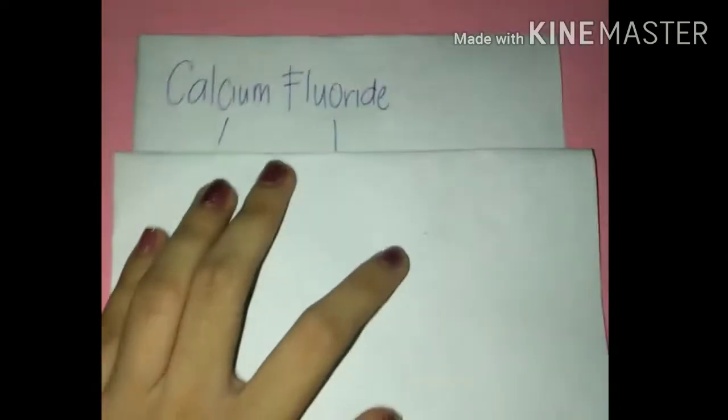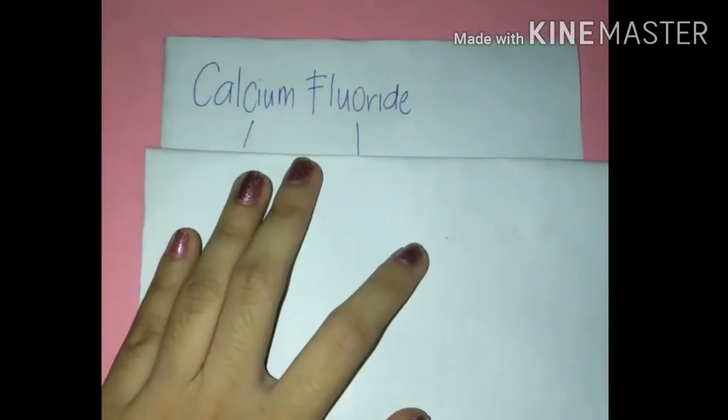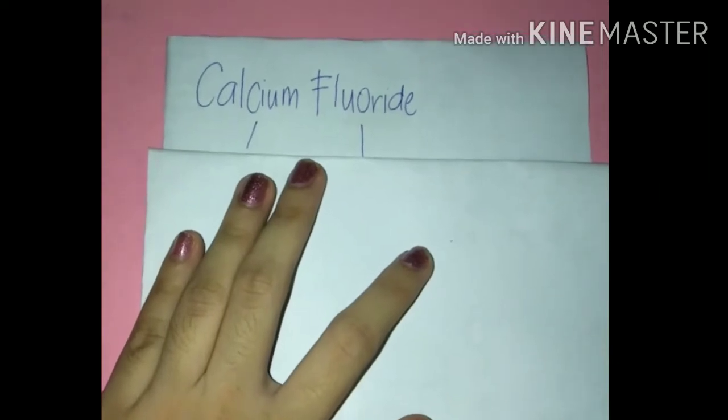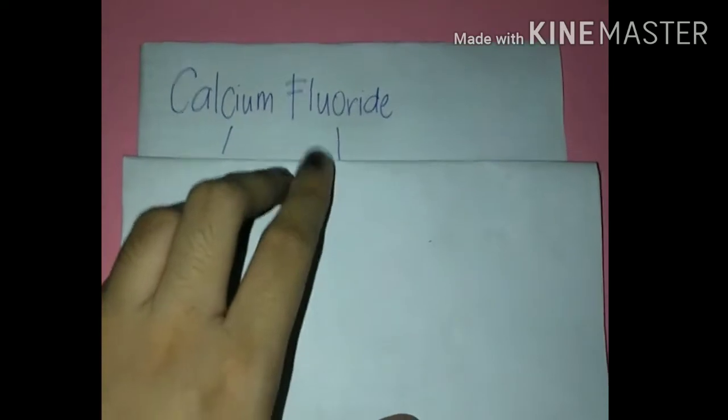Hi everyone! Today we're going to learn how to write chemical formulas for ionic and covalent compounds. So let's start with ionic first. The first example is calcium fluoride. The first step in writing the chemical formula of an ionic compound is to identify the cation and the anion.